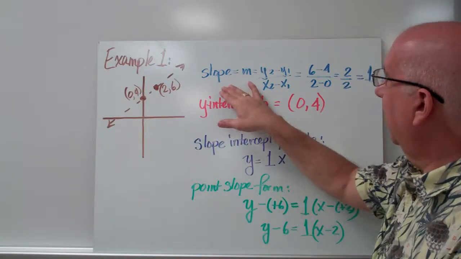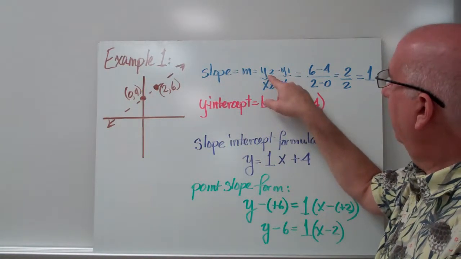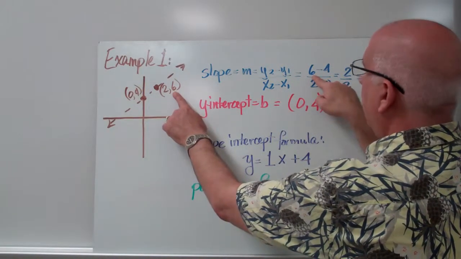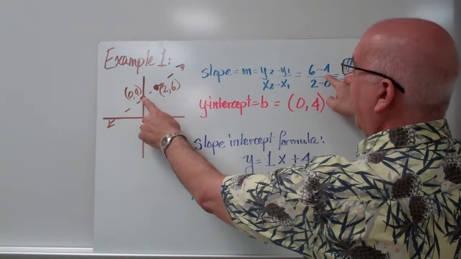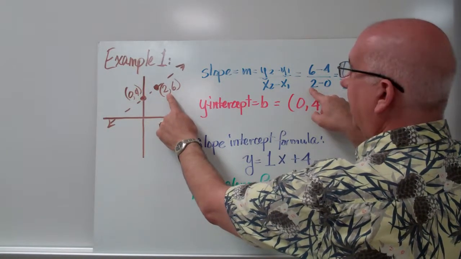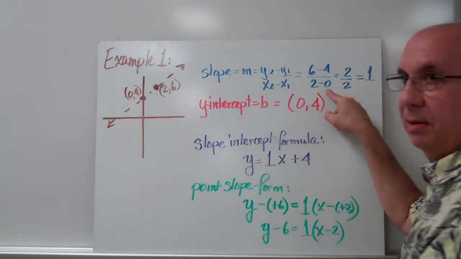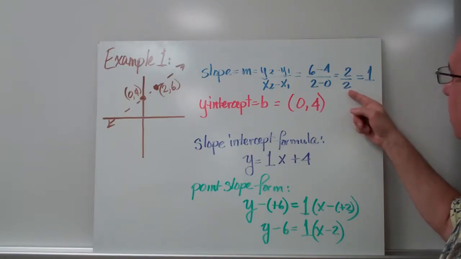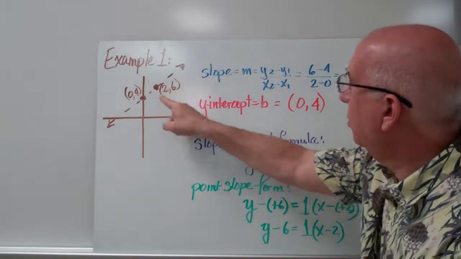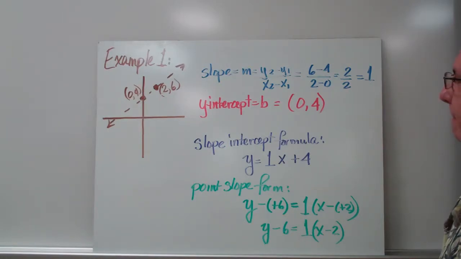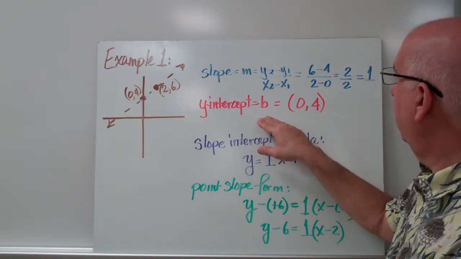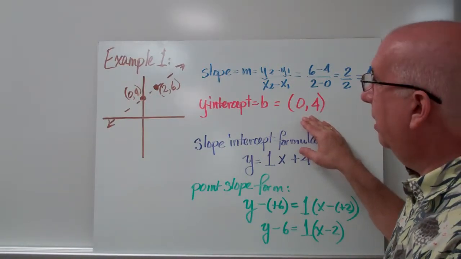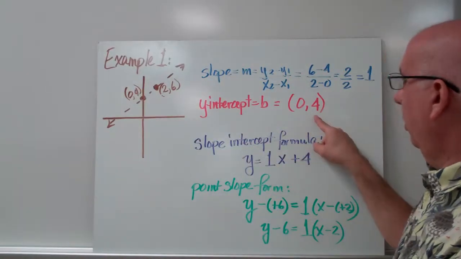To find the slope of a line, I find the difference of the y's. So y sub 2, that's the second y, minus the first y, over the second x minus the first x, which gives me, well, 6 minus 4 is 2, 2 minus 0 is 2. So my slope between these 2 points is 1. My y-intercept, the b, is the point where x is 0 and y is 4. So the b is going to be 4.